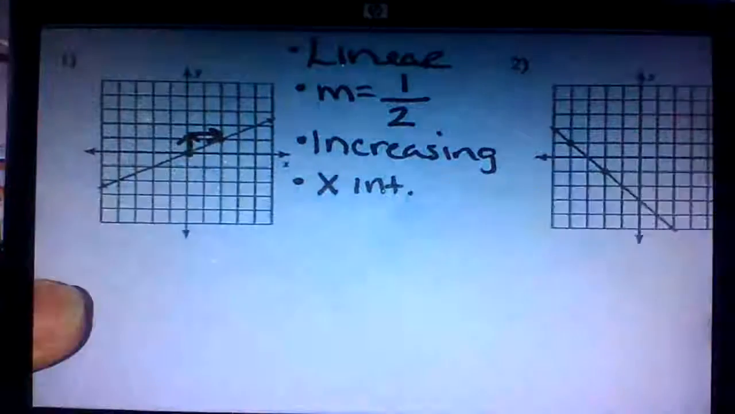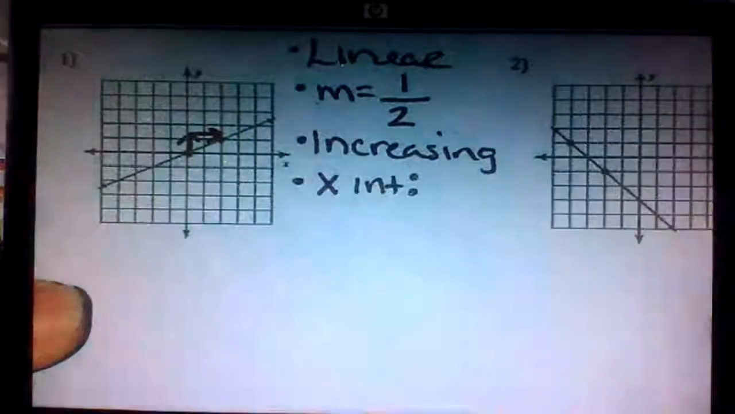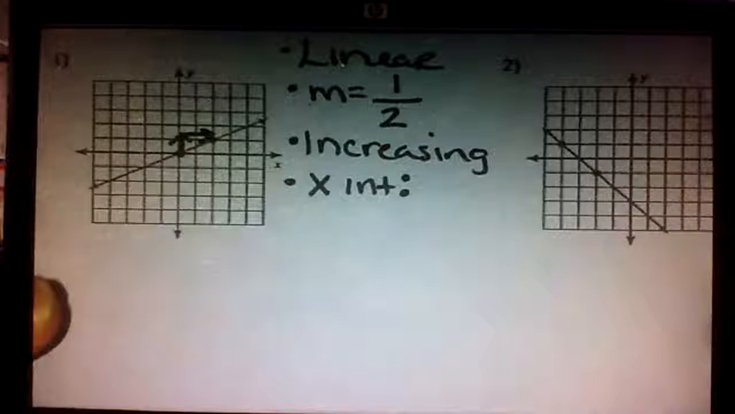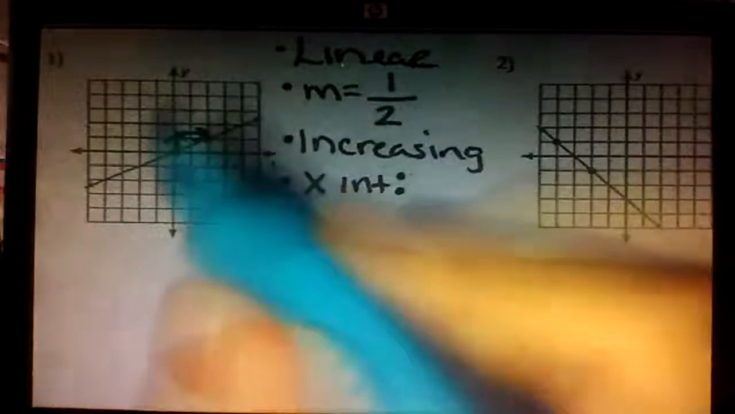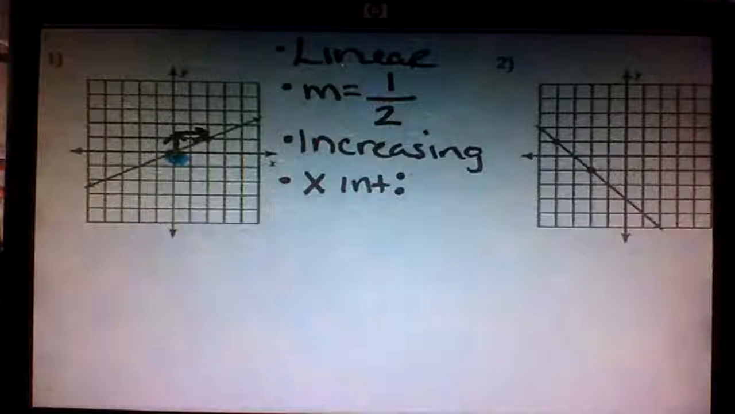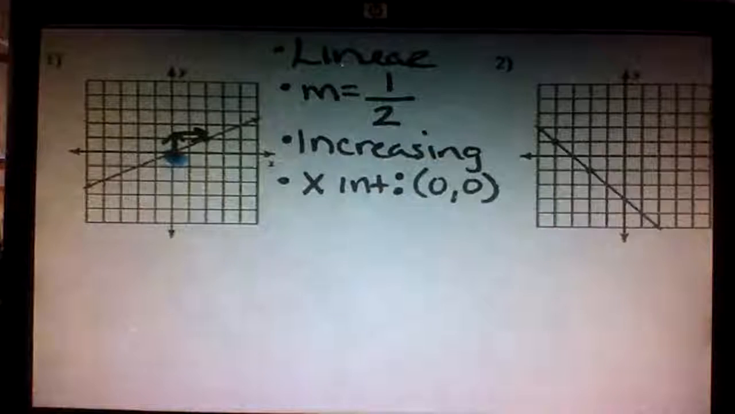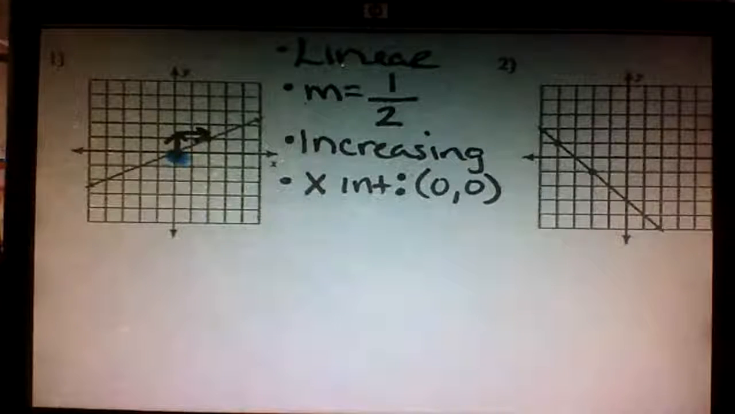What if I said x-intercept? What would you tell me? Where does it cross your x-axis? Okay, it crosses here, which is 0, 0. What else do we call that? Somebody said it. Origin. Yes. Now we're getting some terms in here.